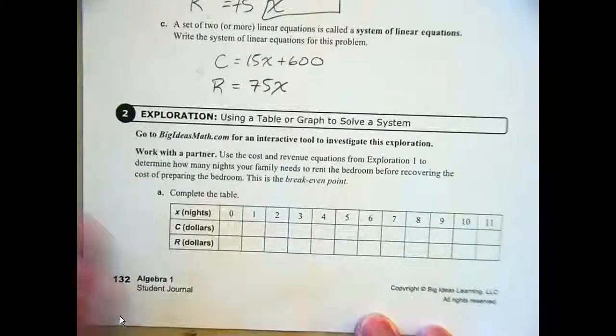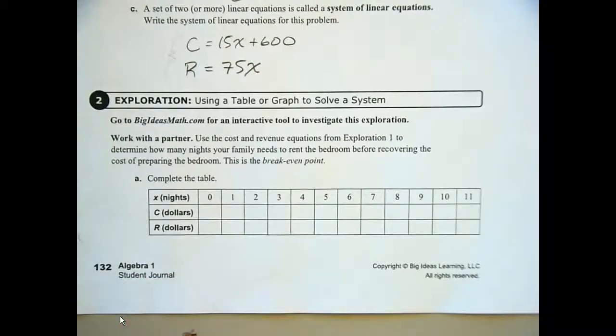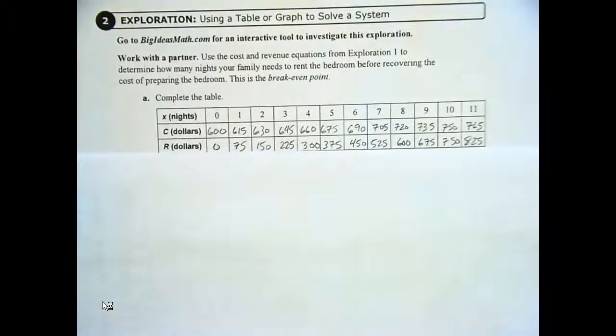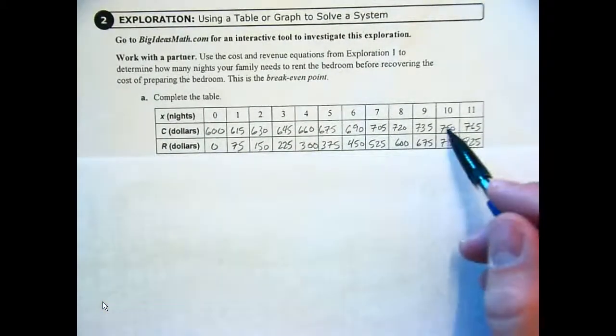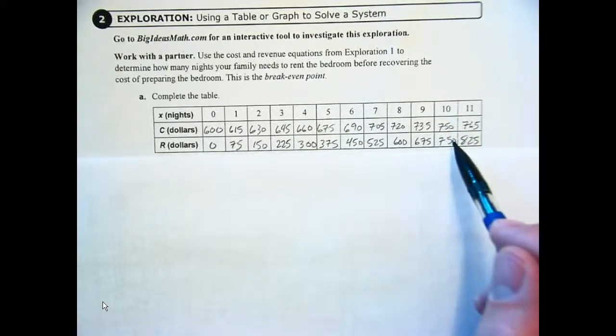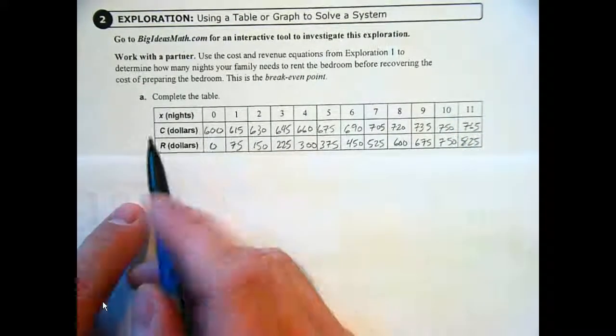Once you start on exploration number 2, it continues on to page 133 as well. Go ahead and start that table using your information from up above. Okay, so we should have our table done. Completing our table, we end up with that there. Where do they match up? Yeah, cost and revenue are the same at $750, which is how many nights? 10 nights.